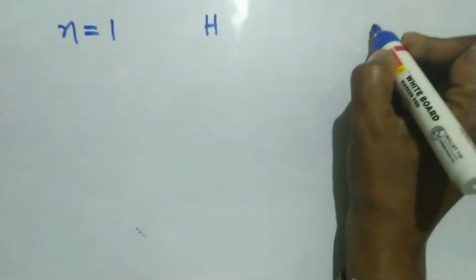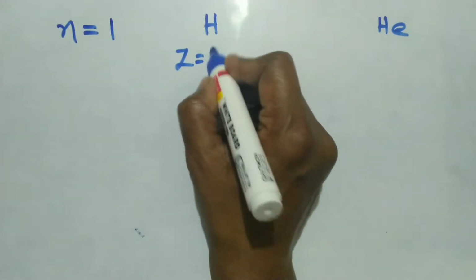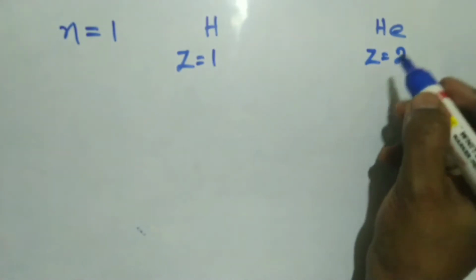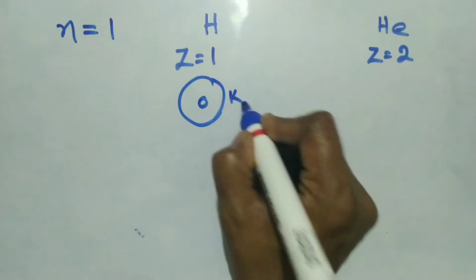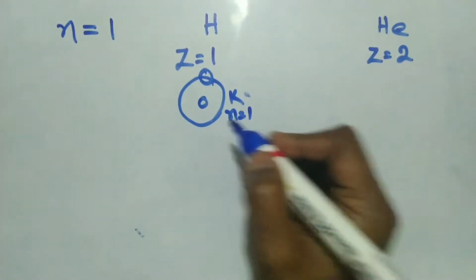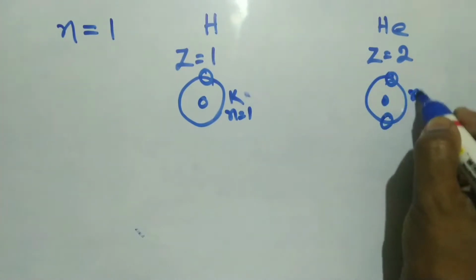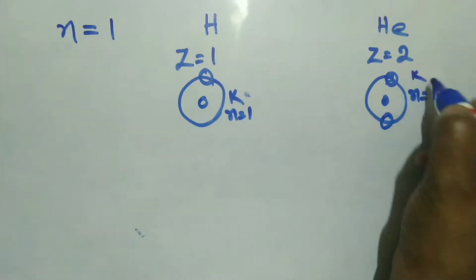So in the first period, n is equal to 1. Here two elements are there, hydrogen and helium. We know the atomic number of hydrogen is 1, so only one electron is there. In the case of helium, the atomic number is 2, so 2 electrons are there. So this is the shell n is equal to 1, the K shell, and only one electron is there in hydrogen. In case of helium, this is the nucleus, so 2 electrons are there in n is equal to 1, the principal quantum number or the shell number. This is K. This is filled up.